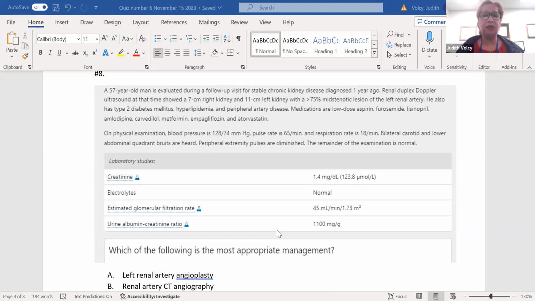However, you still would need to put a stent in if the person is younger, if they have a fibromuscular dysplasia. So let's say a 35-year-old and they have that.